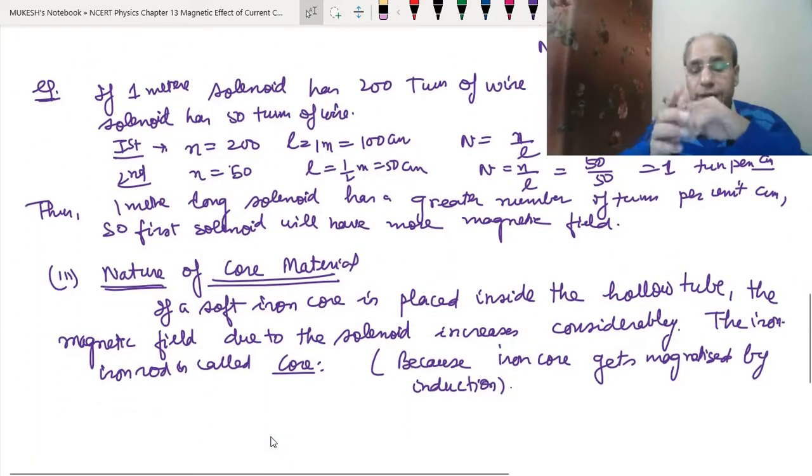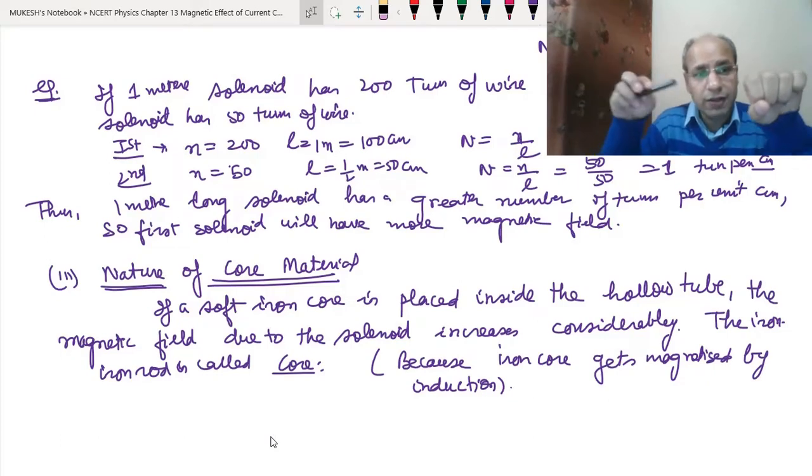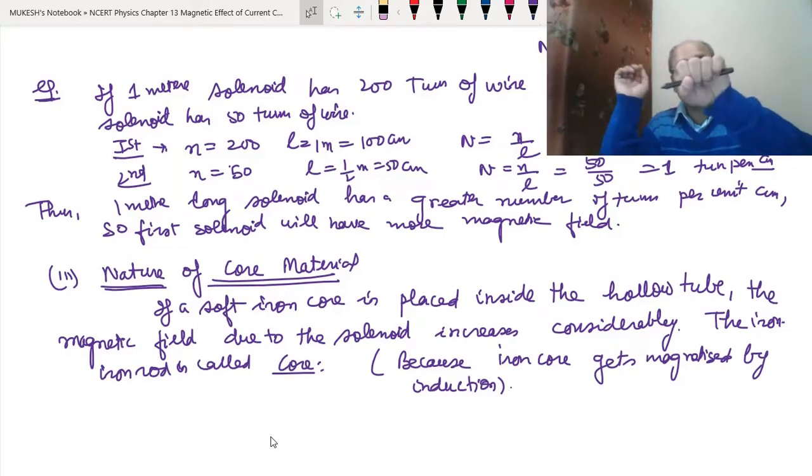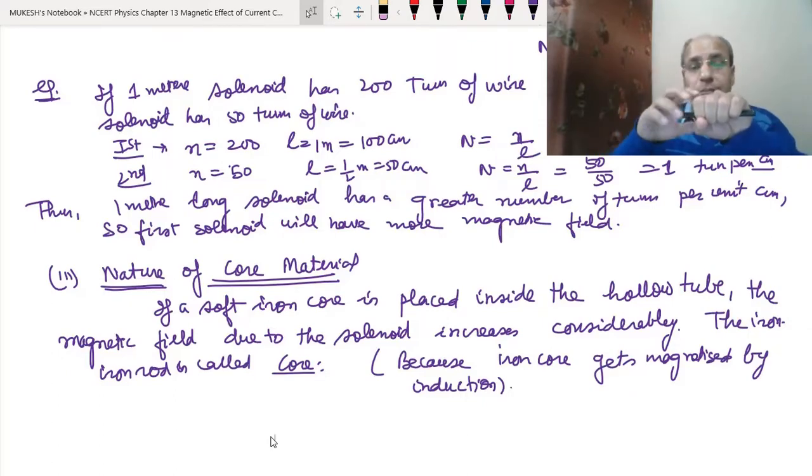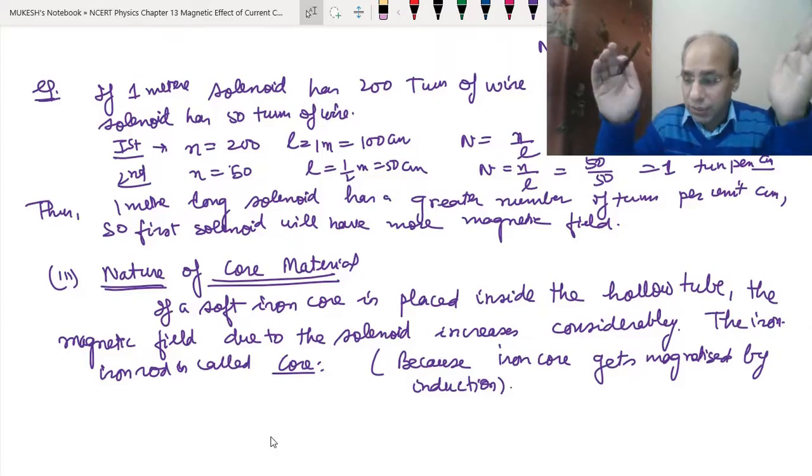Suppose this is the solenoid, and if we put this iron rod inside the solenoid, then this field will become much more, because this iron rod will also get magnetized due to induction, and due to this it will increase a lot. Many times this magnetic field will increase. I hope this is clear to you.